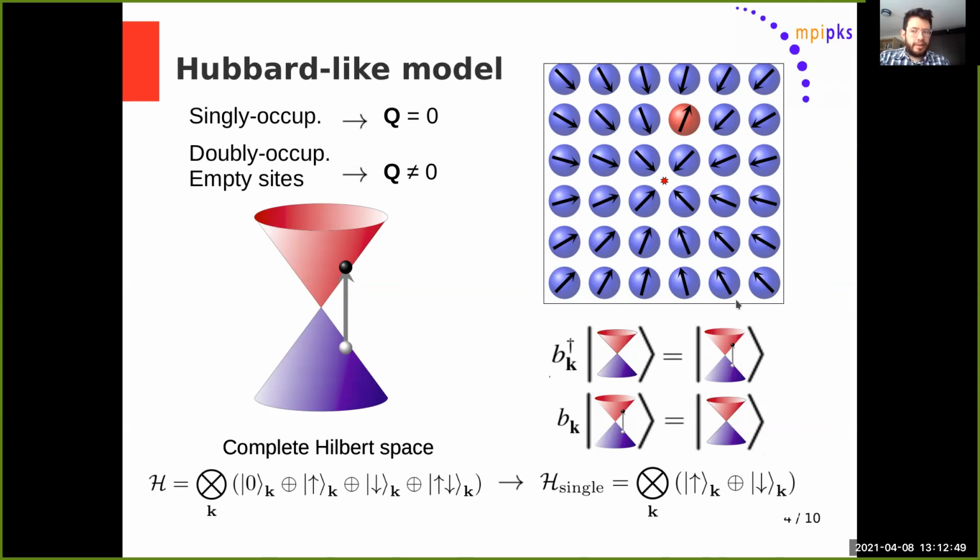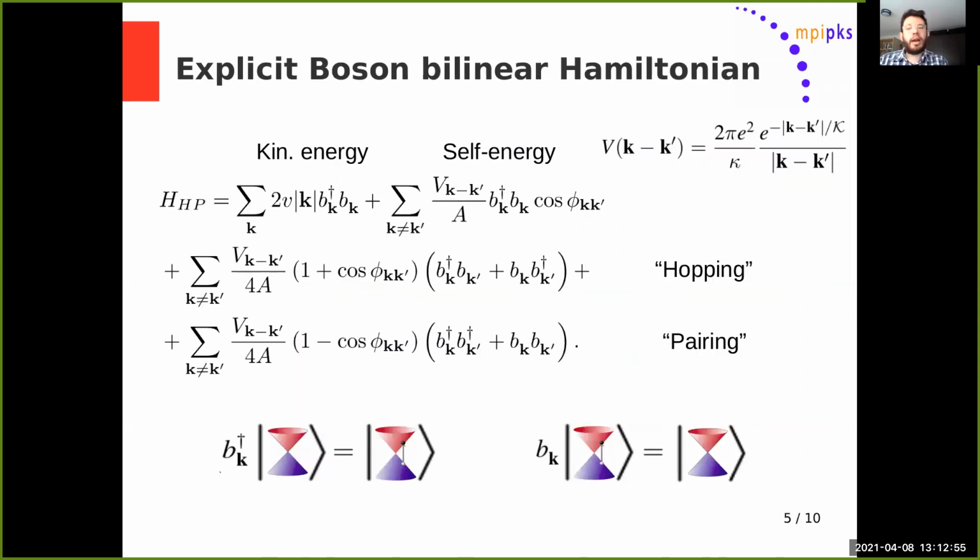So what do we do with this new boson degree of freedom? We apply it to the Dirac Hamiltonian plus interactions, and we obtain this quite interesting bilinear boson Hamiltonian. The first term is the kinetic energy. The kinetic energy means how much energy it costs to create a boson at site, let's say k, which is completely consistent with the original case because we obtain twice the energy of the electron after jumping from the valence band to the conduction band. So in that way, this is 2vk.